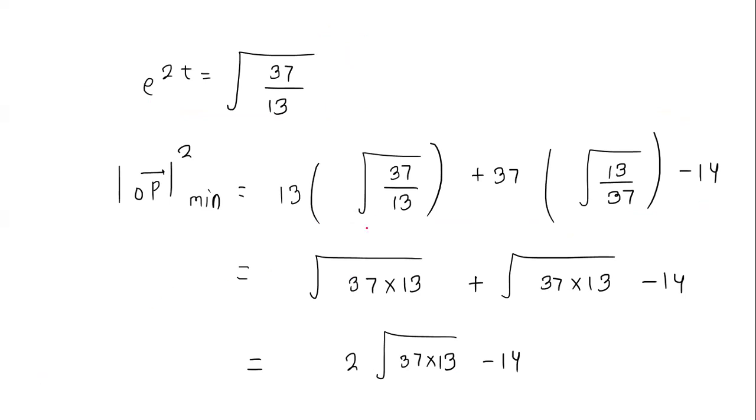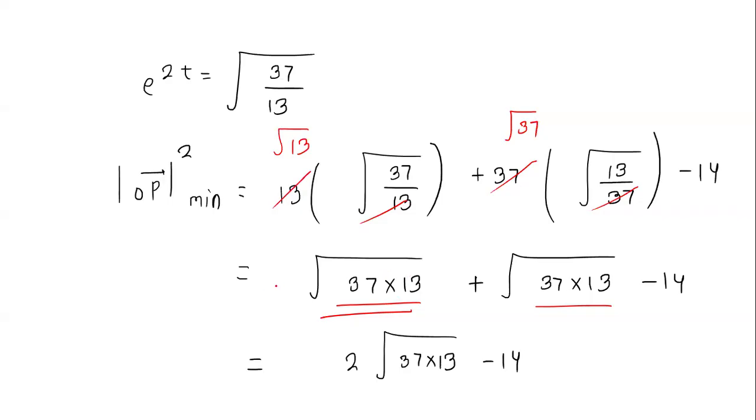So if you simplify this, you will get this factor here plus this thing here, because this will cancel, and here it will come root of 37, and this will cancel here, here it will come root of 13. So from here you will get this plus this, which will come 2 times root of 37 multiplied by 13, and here it is minus 14. Now what you can do, you can find the OP vector minimum value by taking square root of this, because this is OP vector minimum length value whole square. So you have to take square root.